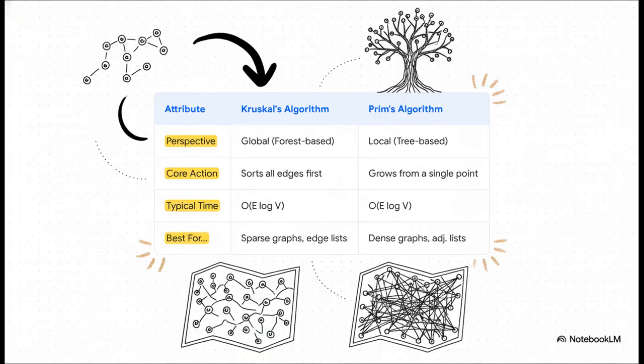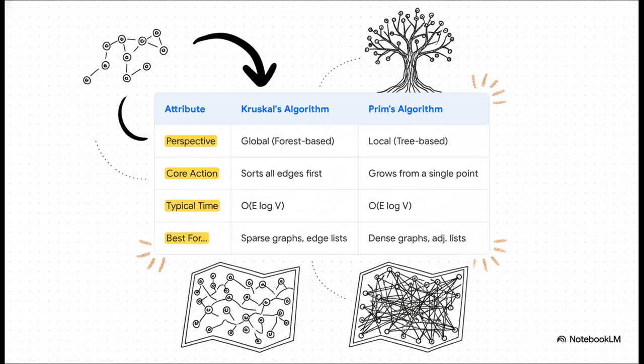And this table really sums it all up. You can see the perspective. Kruskal is global, thinking in terms of connecting different forests together. Prim's is local, just growing a single tree. Their core action is different. Kruskal sorts everything first, Prim's grows from a point. Now, look at the time complexity. Often it's the same, but that last row is where the magic happens.